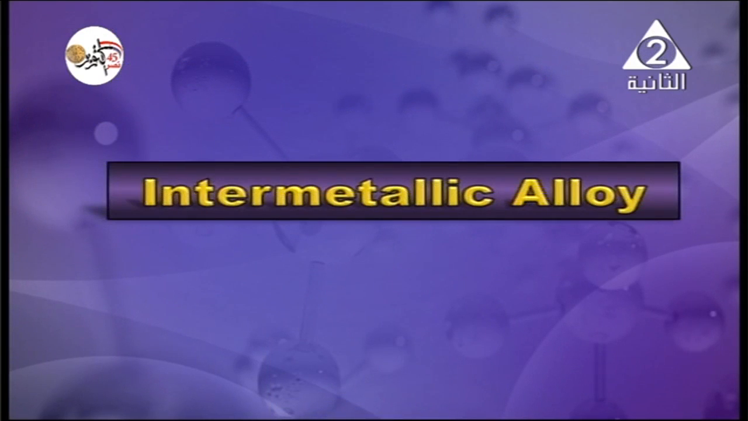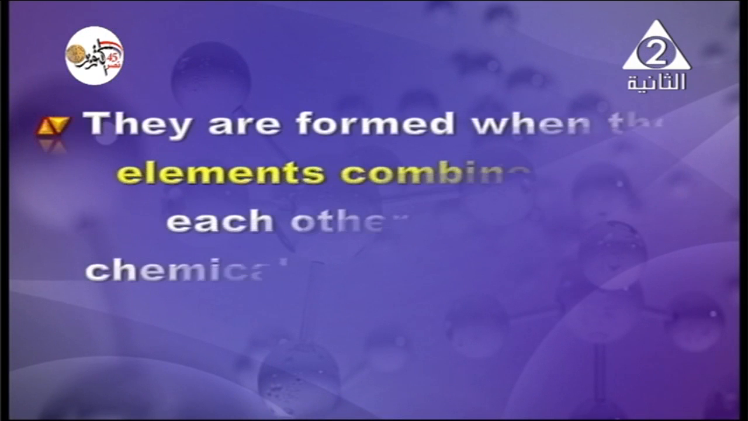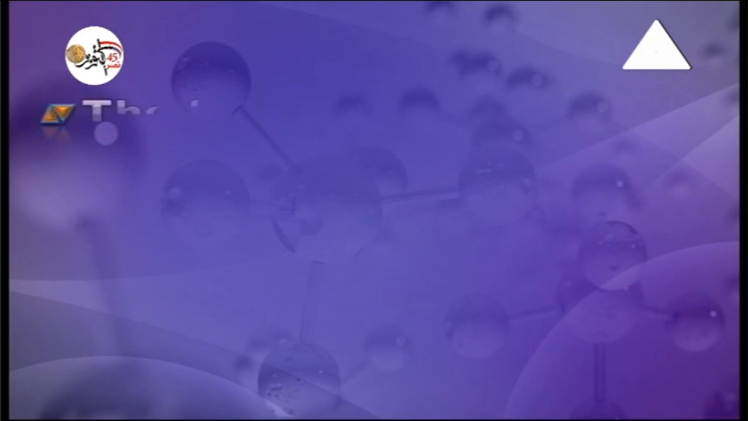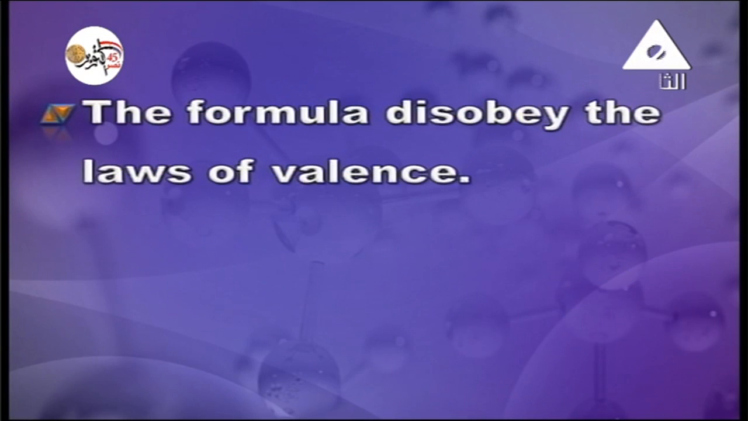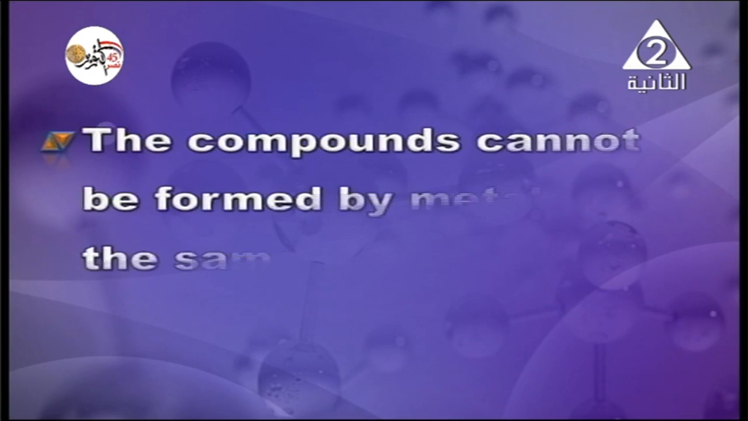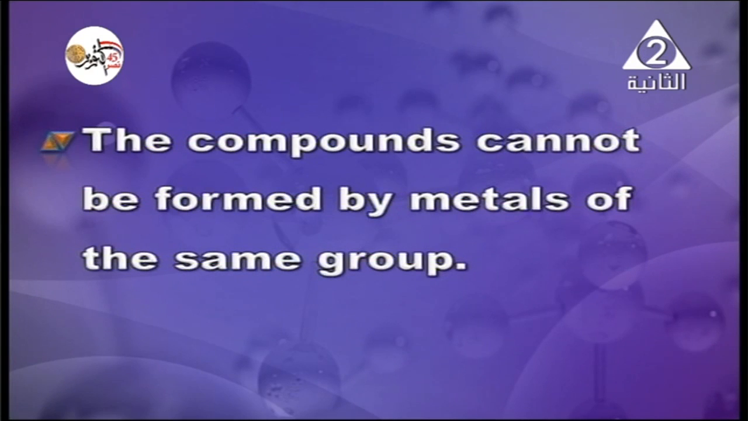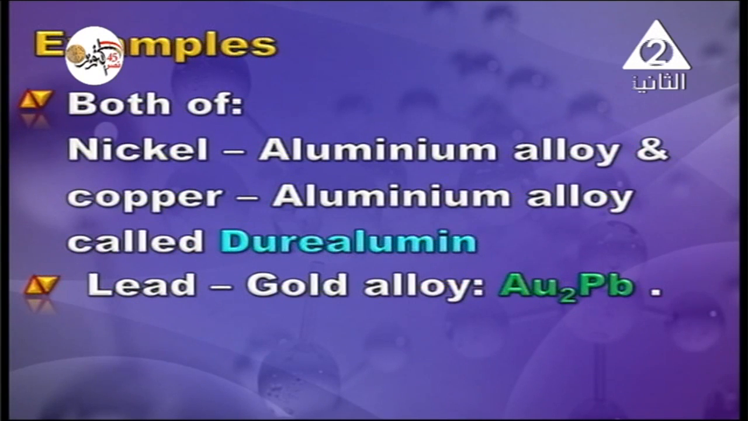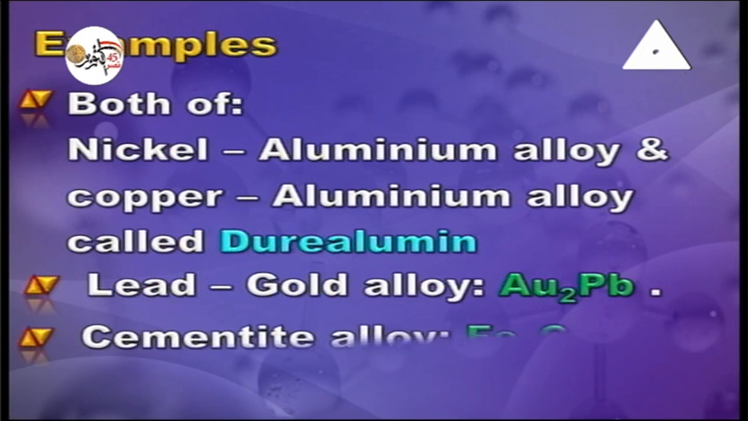Next point, intermetallic alloy. They are formed when the elements combine with each other, forming chemical compounds with new properties. The formula disobeys the law of valence. The formed compounds are solids. The compounds cannot be formed by metals of the same group. Examples: nickel-aluminum alloy and copper-aluminum alloy that is called duralumin, lead-gold alloy that has the chemical formula Au2Pb, and cementite alloy that has the chemical formula Fe3C.